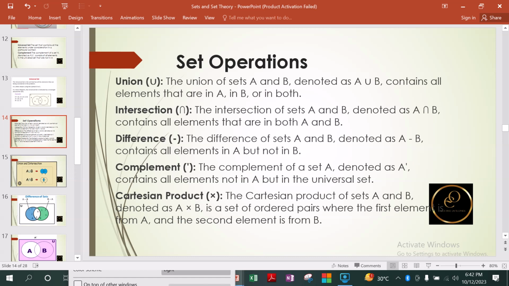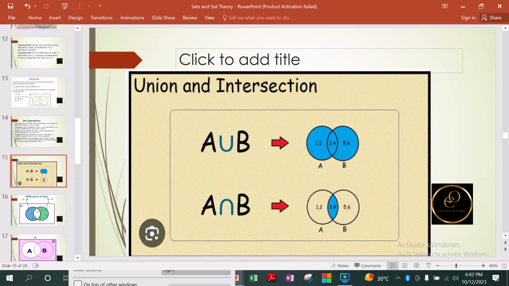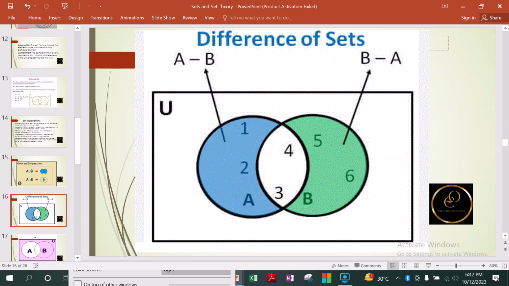When you look at what I've talked about, I've already mentioned the union and intersection of sets. The union is a summation of elements of A and B, demonstrated pictorially using a Venn diagram. The symbol for union is A union B. Then A intersection B gives the elements common to both sets, so in this case 3 and 4. That's the intersection. Then I talked about the difference of sets.